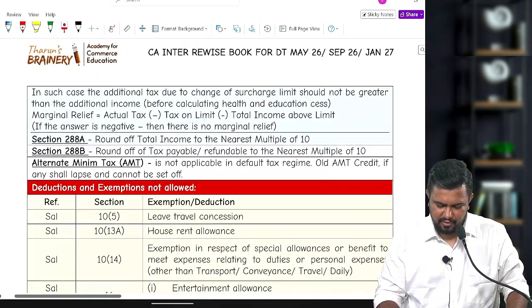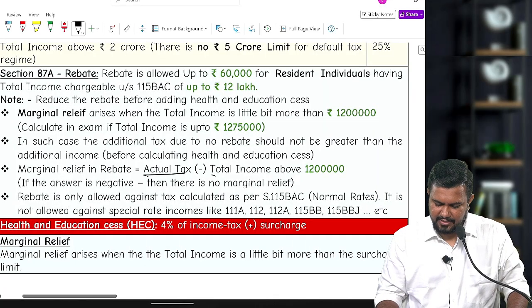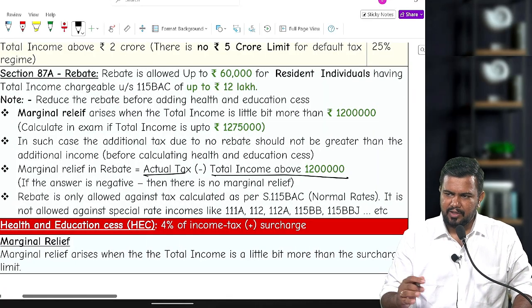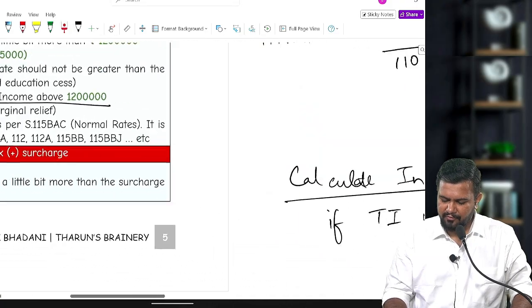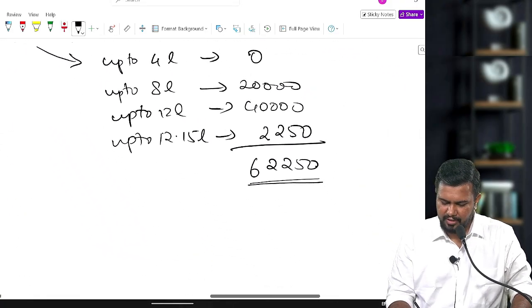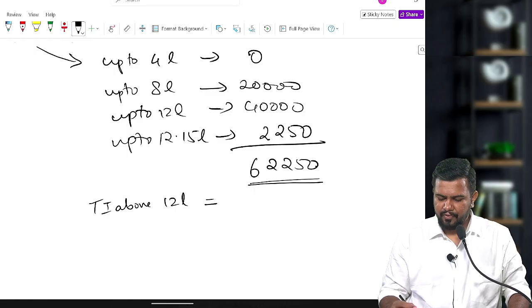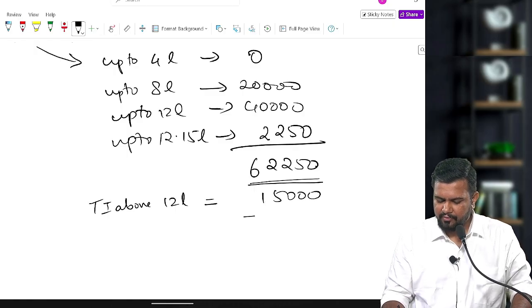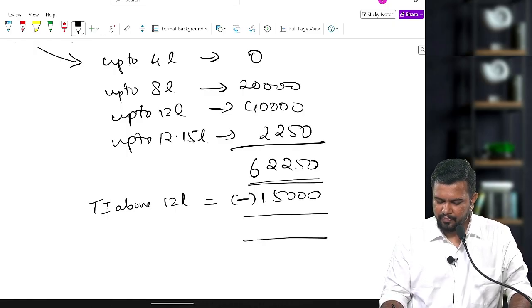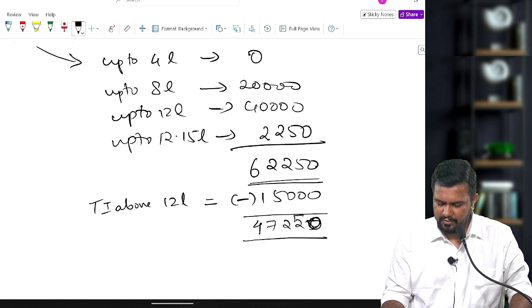Marginal relief, in case of rebate, is very simple: actual tax minus total income above 12 lakhs. So what is the actual tax? Actual tax is 62,250. Then total income above 12 lakhs is equal to what? 15,000. So what is the difference? 47,250.